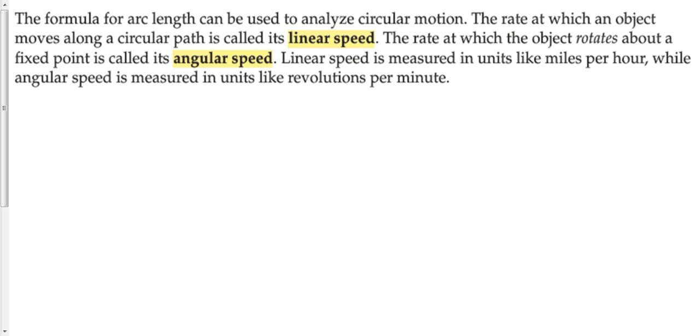So we can use the formula for arc length to analyze circular motion. The rate at which an object moves along a circular path is called its linear speed. Think about the outside of a tire as it spins around. That's a linear speed. The rate at which the object rotates around a fixed point is called the angular speed. So that's something spinning around. Linear speed is measured in units like miles per hour, while angular speed is revolutions per minute: how many times it's spinning around. Linear speed is how fast it's going.